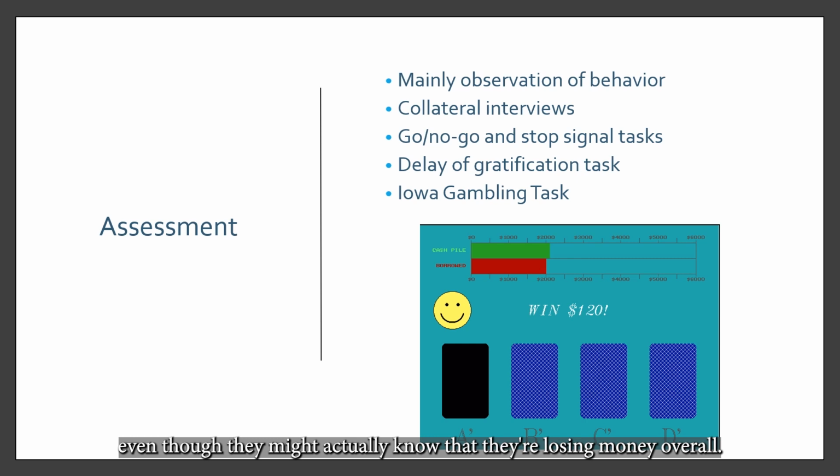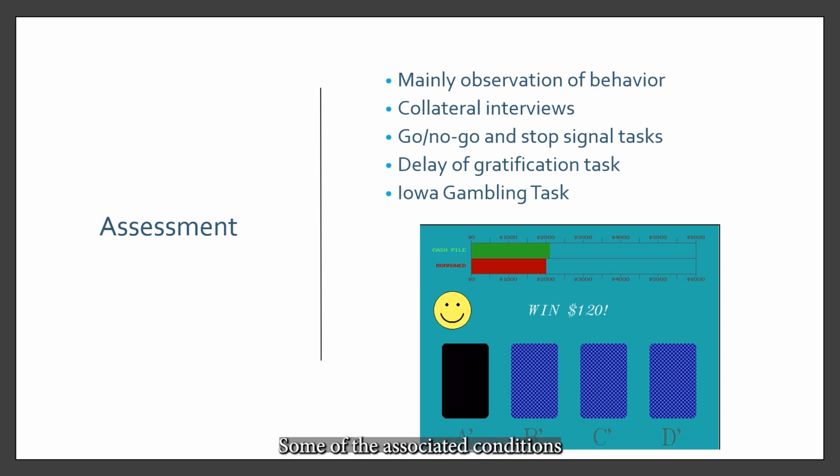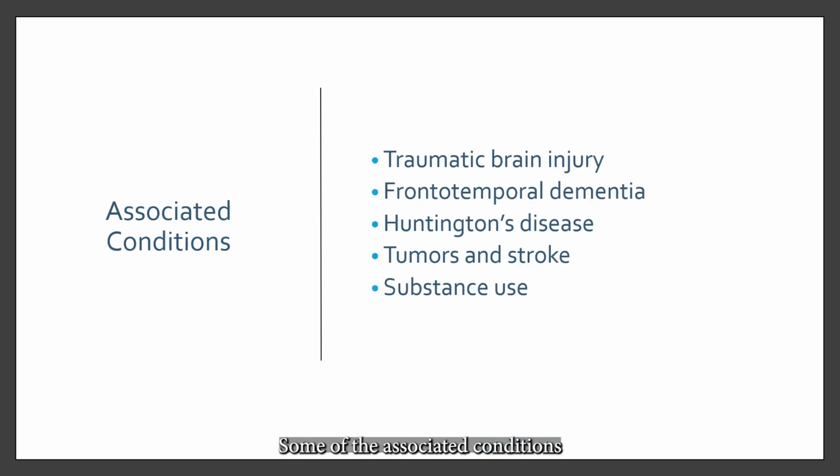Some of the associated conditions where you would see this type of dysfunction include traumatic brain injury, frontotemporal dementia, Huntington's disease, which is actually from dysfunction of the subcortical areas in that circuit, tumors and stroke, and substance use.